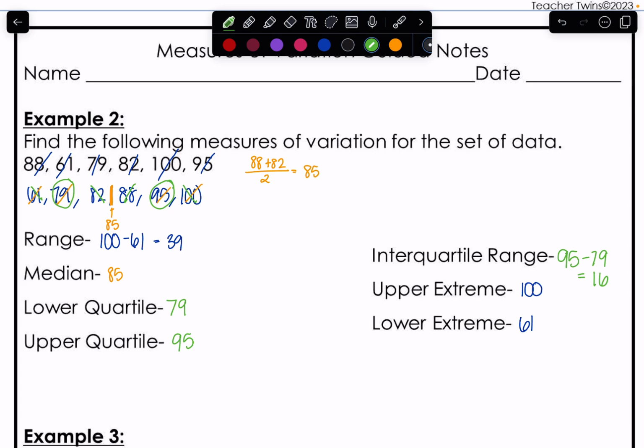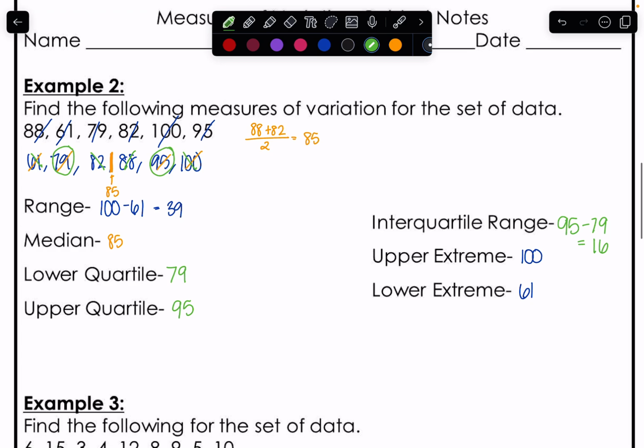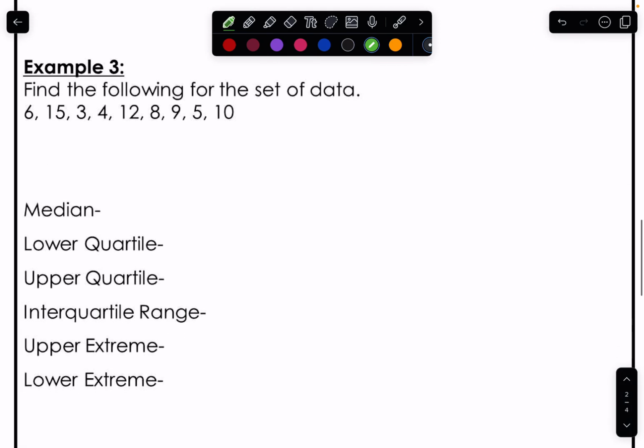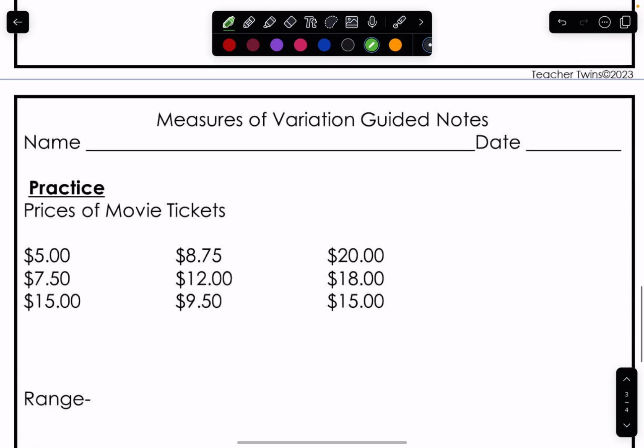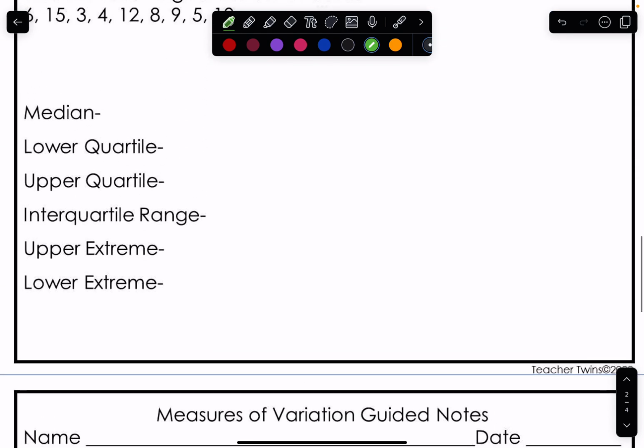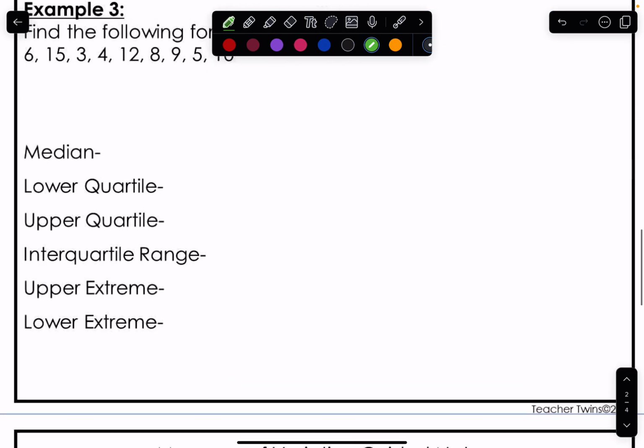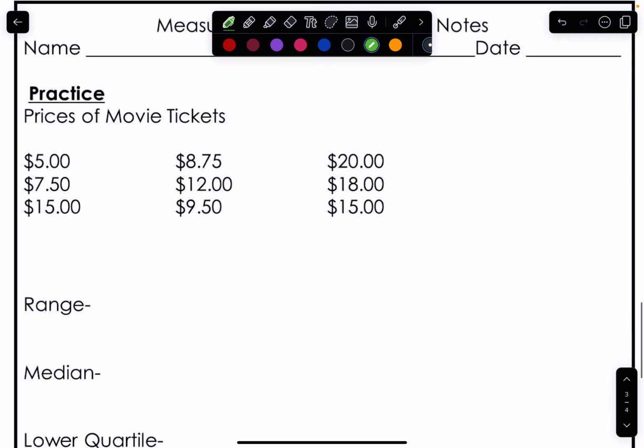So you're gonna do number 3 on your own. I'm going to do the practice with you because I found that one was actually a little bit more challenging. So we'll do this one together, and then you guys can work on number 3. Then once you get that one right, I'll give you the homework, and that's it for today.